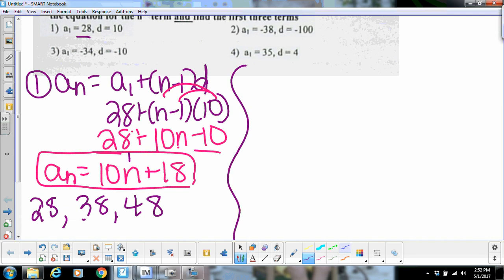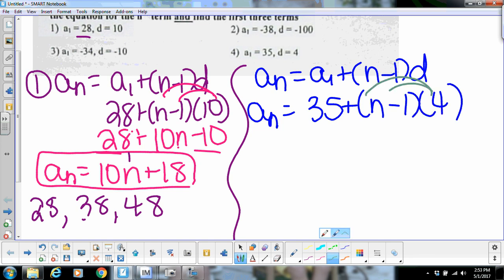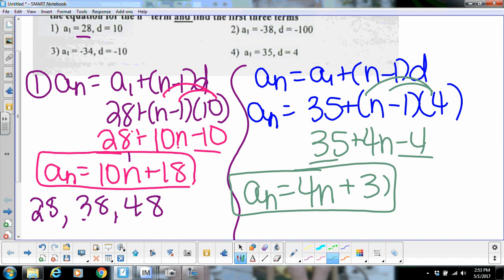All right, so let's shift over here now. I'm going to do problem number 4. So same thing, a sub n equals a sub 1 plus n minus 1 times d. Our a1 is 35 and our d is 4. So again, we're going to distribute here. That's going to give me 4n minus 4. And 35 minus 4 is going to give me 4n plus 31 for our equation. Our first term was 35, and we're adding 4 each time, making it 39 and then 43. So you'll do the same thing for problems 2 and 3.